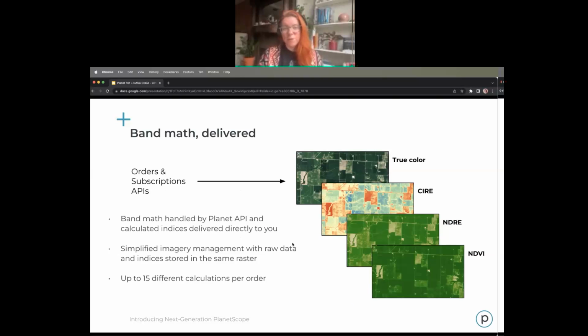Another thing that you can do through the APIs is you can do band math on the fly, which is not something that is available through things like Planet Explorer. Now you can download options for chlorophyll index, NDRE, and NDVI, and you can do up to 15 different calculations per order. So you could say, okay, I want NDVI products of this AOI and set all of your filters there, and it will give you the calculated indices in the products that get delivered to you.